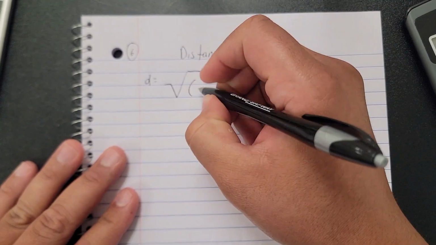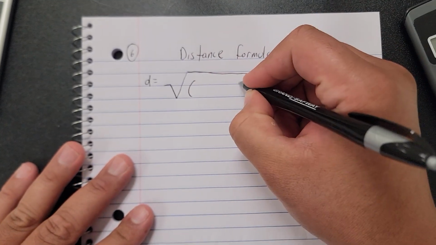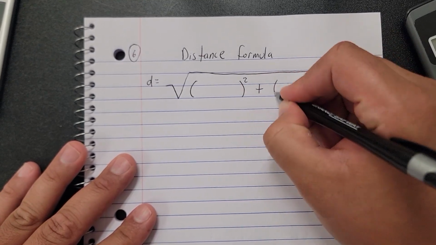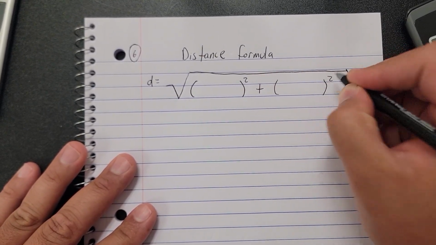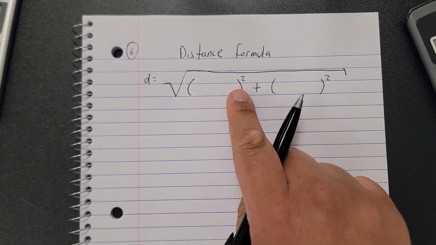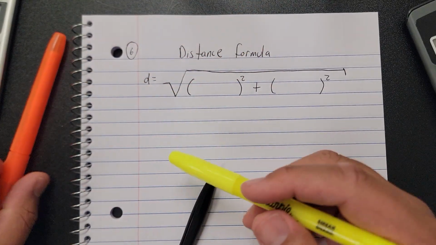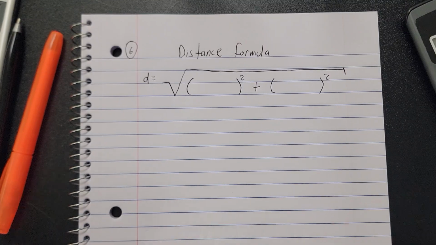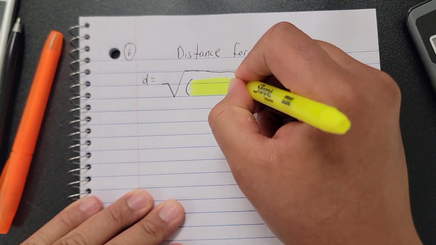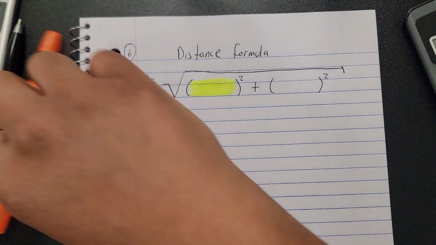All right, and then we're gonna put a parenthesis with a little squared on it, plus, and then a parenthesis again with a little squared. So you have a little 2 on the top. Now in the first one, remember, get your highlighters. I'm gonna use the yellow. So go ahead and highlight the first part on the inside, yellow, okay?